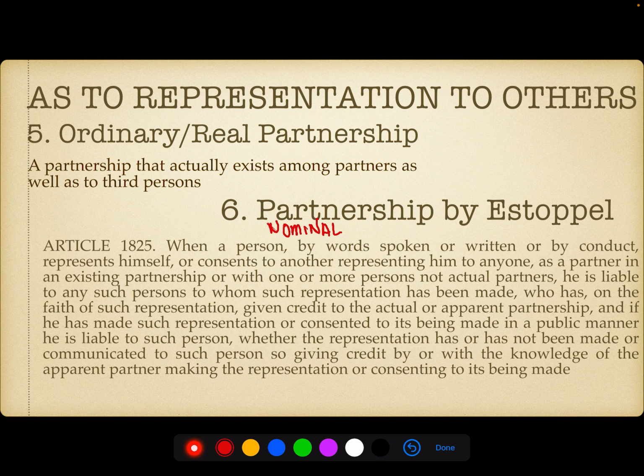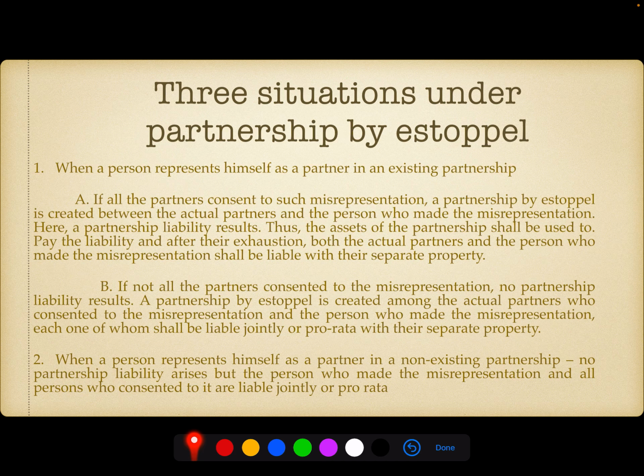So, in the book of Soriano, the book actually interprets Article 1825 so that it's easier rather than just looking at the legal provision. It contemplates three types of partnership by estoppel. Number one, when a person represents himself as a partner in an existing partnership. If all the partners consent to such misrepresentation, let me just highlight that all, a partnership by estoppel is created between the actual partners and the person who made the misrepresentation. So here, a partnership liability results because all the partners agreed or consented to the misrepresentation. So the assets of the partnership shall be used to pay the liability.